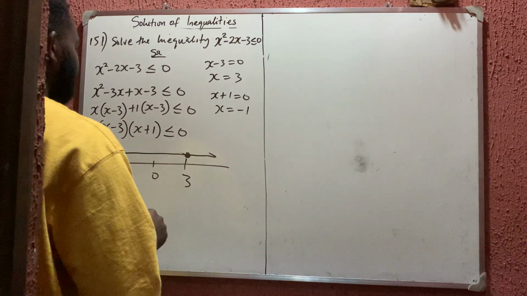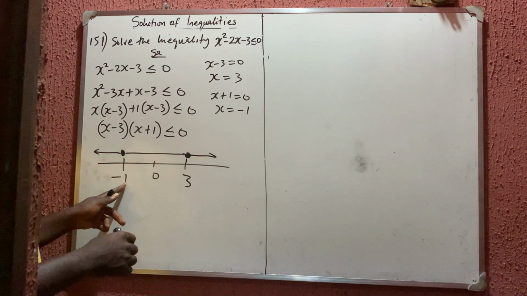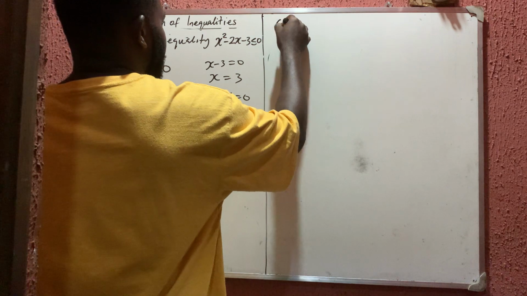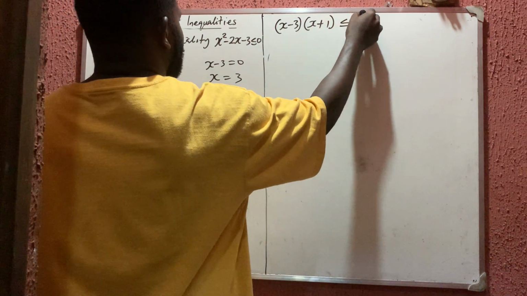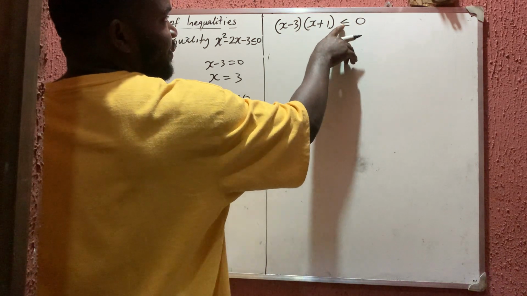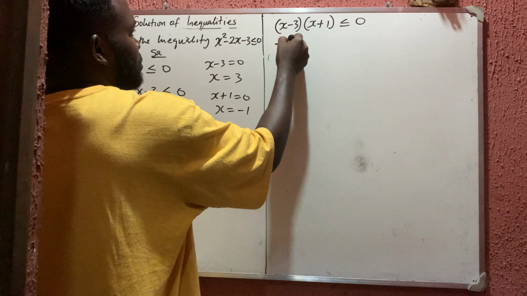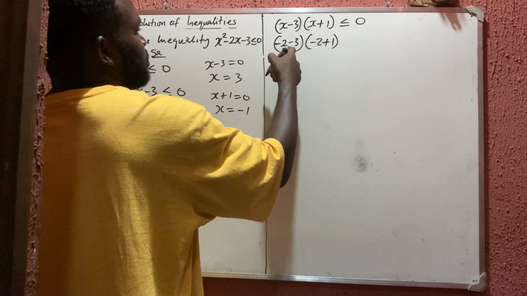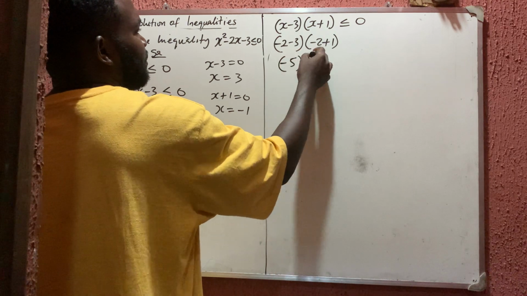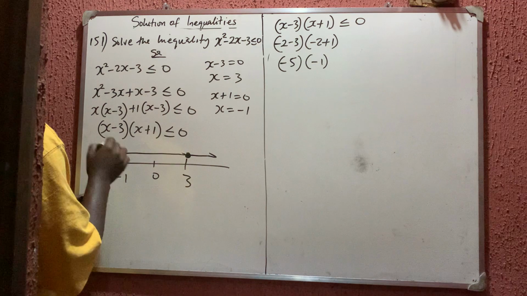Okay, so let us test the first one. Give me any number that is less than minus 1. Minus 2 is less than minus 1. So I have that x minus 3 and x plus 1 is less than or equal to 0. So the answer I need is negative. Less than means negative. So if I use minus 2, I'll say minus 2 minus 3 and minus 2 plus 1. So this two is giving me minus 5 multiplying by minus 1. Am I getting negative? No. I got a positive answer this side.